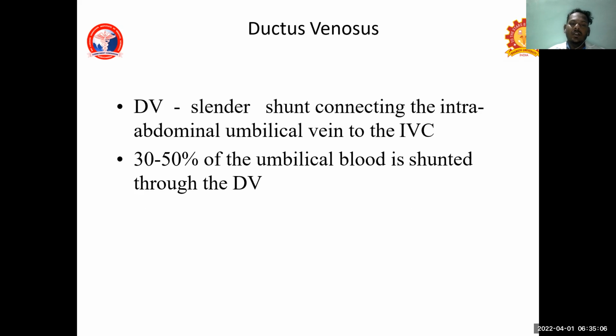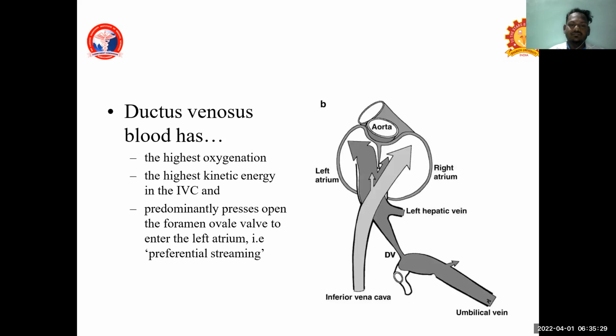Ductus venosus. So, this is a slender shunt connecting the intra-abdominal umbilical vein to the IVC, mainly the left umbilical vein to the IVC. 30 to 50% of umbilical blood is shunted through the ductus venosus. So this is intra-hepatic. It connects the umbilical vein and the IVC, which joins into the heart.